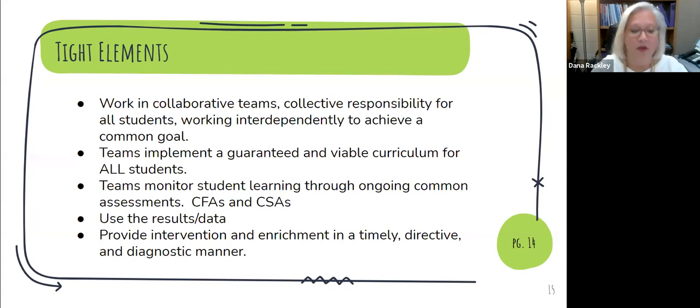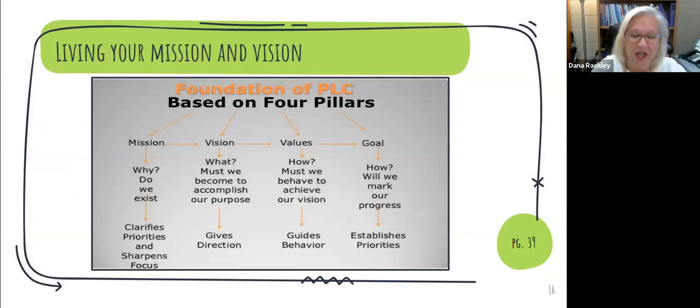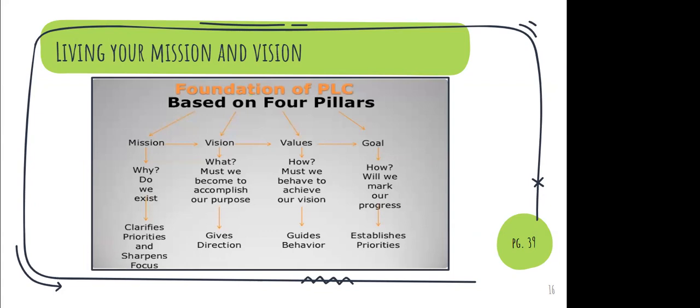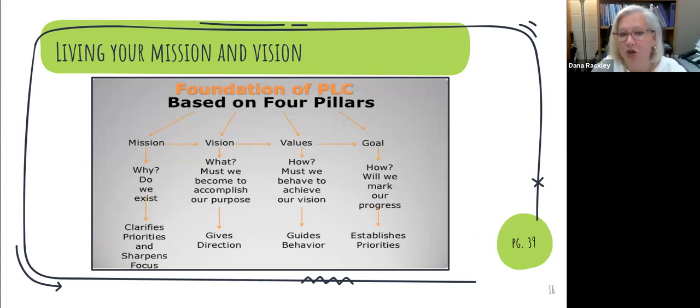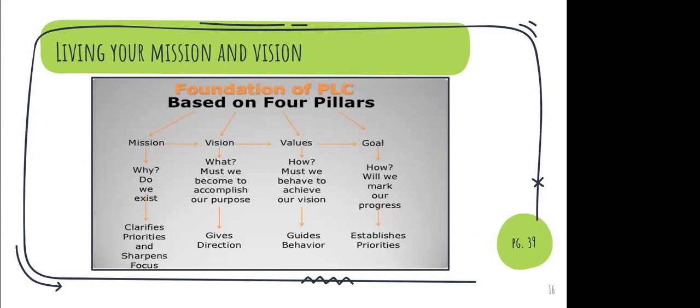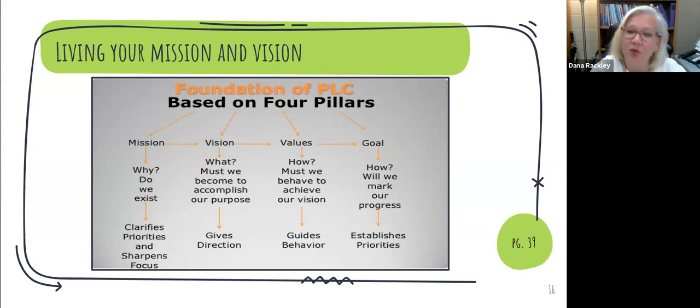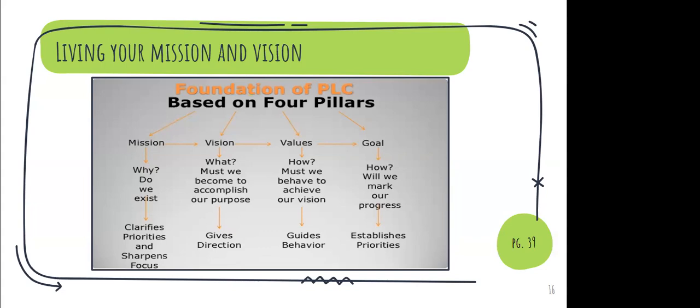Okay, on the next screen, we have a chart that is found on page 39 of your Learning by Doing book. And this shows us that our mission tells us why we exist. Why do we do what we do? The vision is what must we become to accomplish our purpose? It gives us direction and some guidance. And our values, how are we going to behave? What actions are we going to take to achieve our goal?